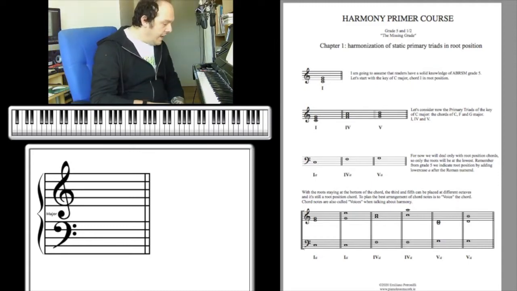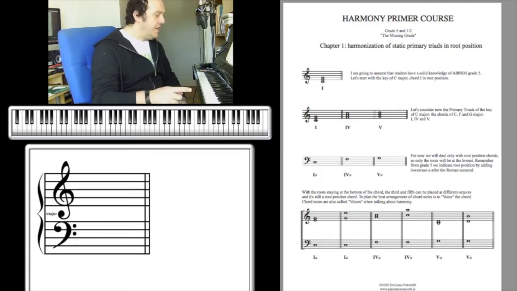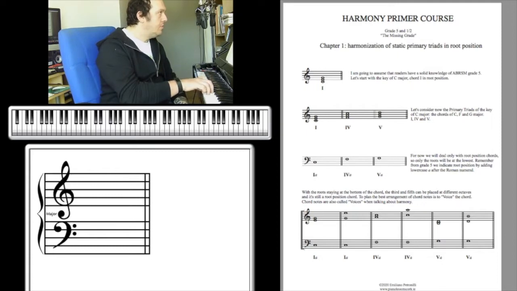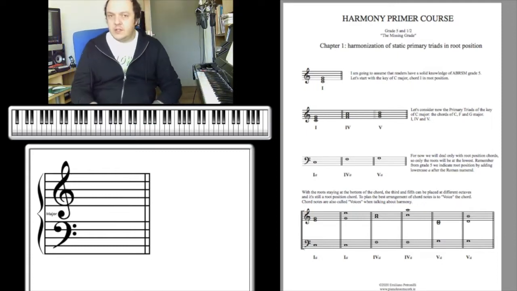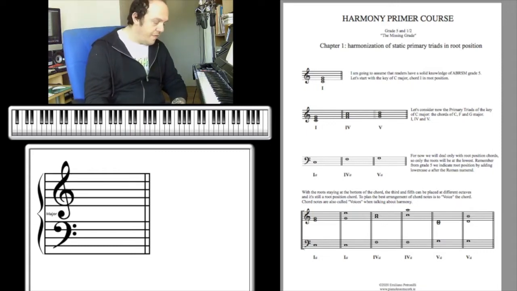Let's take it back to the key of C major. Let's take it back to chord 1 in C major. There you go. Now let's recall the primary triads. Primary triads in all keys are 1, 4, 5. Let's record primary triads in C major.